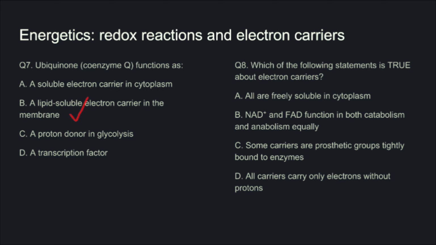Question number 8. Which of the following statements is true about electron carriers? Your options are A, all are freely soluble in cytoplasm, B, NAD plus and FAD function in both catabolism and anabolism equally, C, some carriers are prosthetic groups tightly bound to enzymes, D, all carriers carry only electrons without protons. The correct answer for this question is option C. Some carriers are prosthetic groups tightly bound to enzymes. So FAD and FMN are prosthetic groups bound to enzymes, whereas NAD plus is soluble. Some carriers transport both electrons and protons.